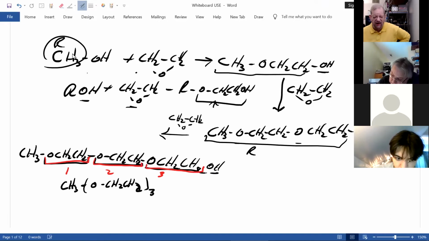And then notice the hydroxyl group is on the outside. And I can write this that way. They're the same molecule. Now, let's take a look at why I did this.